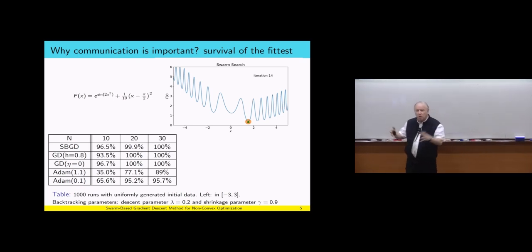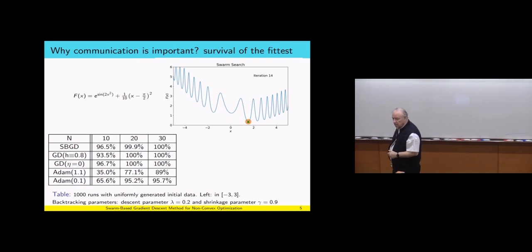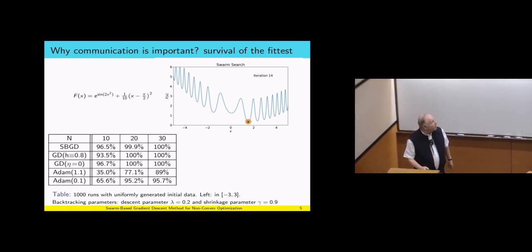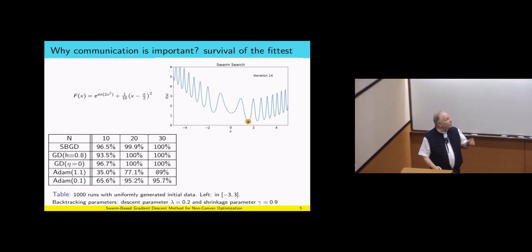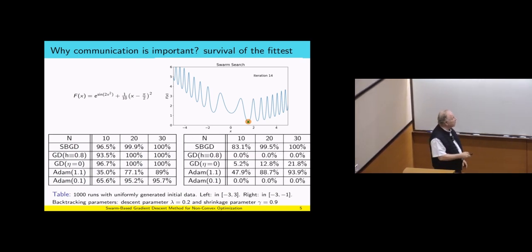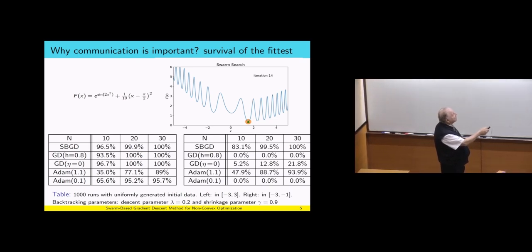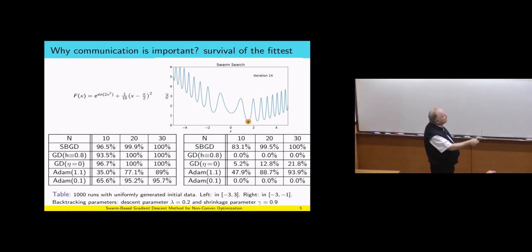So you actually enclose where the minimum is. But in general, you don't know where the minimum is. So we made another test where we threw all the points in the interval [-3, -1]. This is away from the global minimum, and somehow you have to extrapolate where the global minimum is, and now you see a big difference.